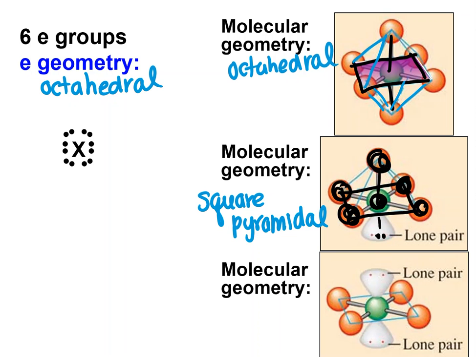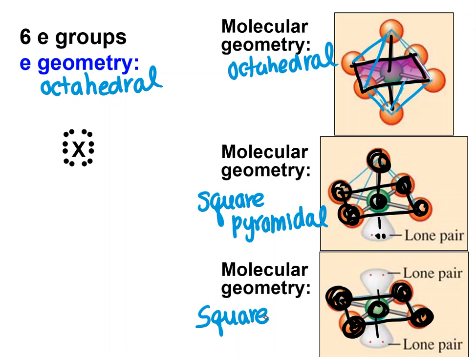Last one, if we have 2 lone pairs, again, on this one, they're not going to be on the square, they're at the top and bottom. So we're just going to be left with our flat square. Our central atom is on that square as well. And a flat square we might call square planar.